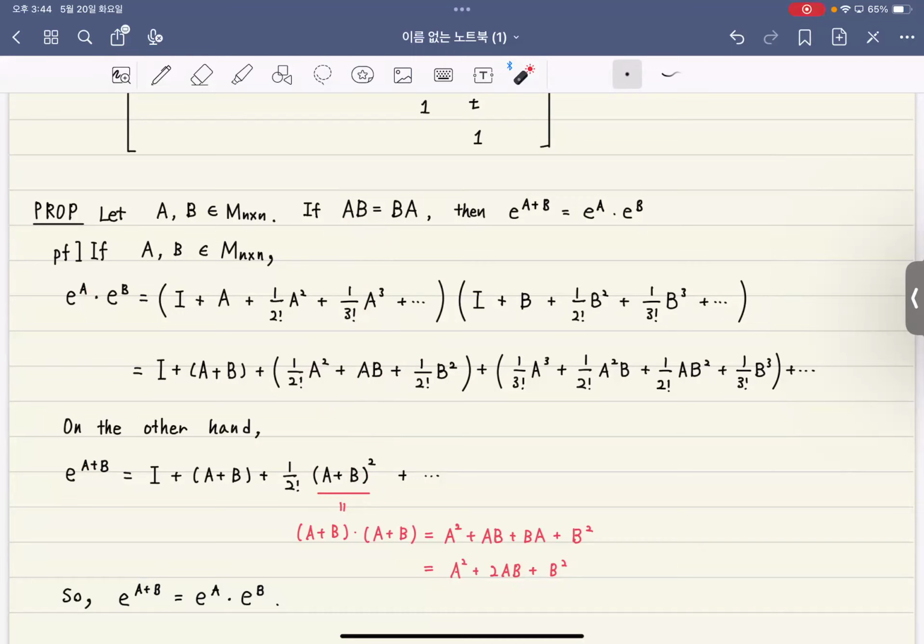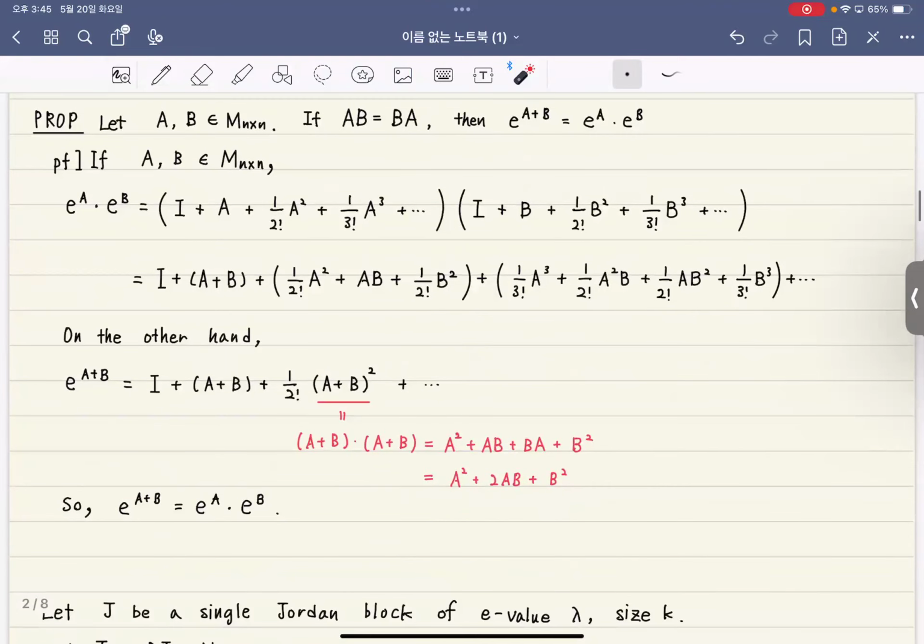However, since we are assuming that A and B commute under matrix multiplication, this guy equals that. Again, I just omitted the cubic terms and higher terms because it's just a matter of computation, but you can easily convince yourself that each of these terms agree with each other. So e^(A+B) is e^A times e^B.